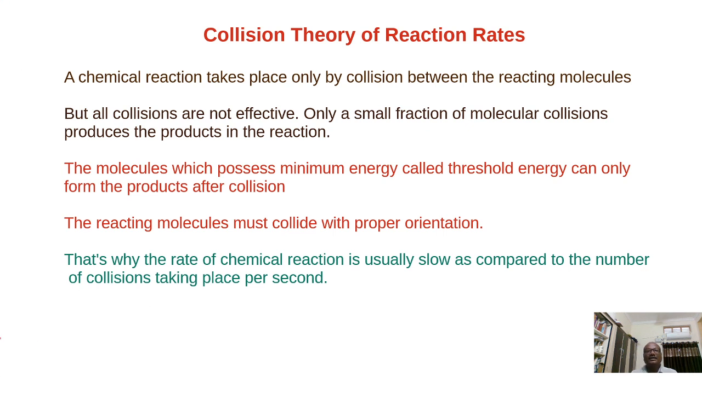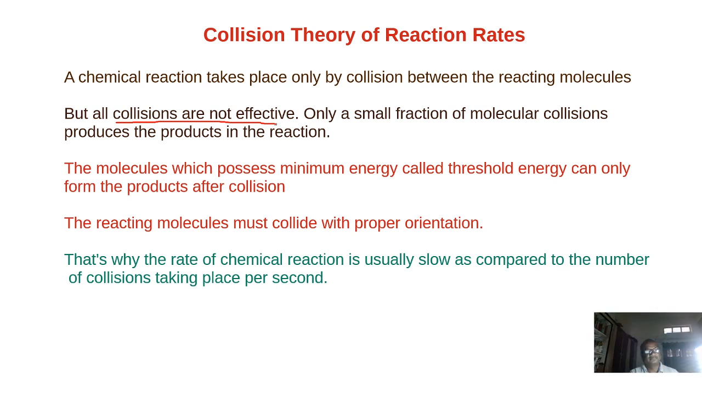In order for a chemical reaction to occur between the reactants, what is mandatory? The collision must take place between the reactant molecules. The reactant molecules must collide with each other. But all these collisions are not effective. Remember, this is very important. All collisions are not effective, which means the collisions between these reactant molecules will not produce the products at all times. So which collisions will form the products? The collisions which occur between reactant molecules possessing a minimum energy are the only ones that form the products in the reaction. Among the number of collisions, only a small fraction of molecular collisions form the product in the reaction.